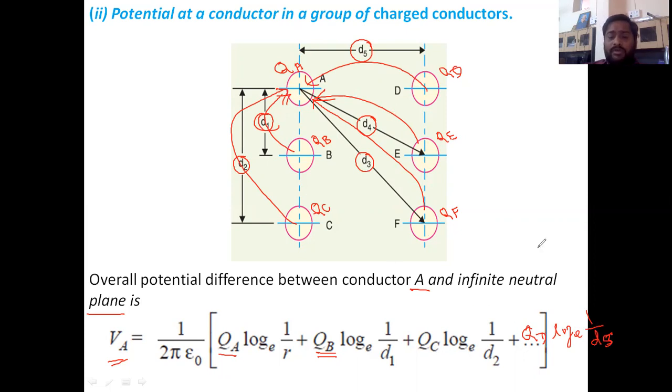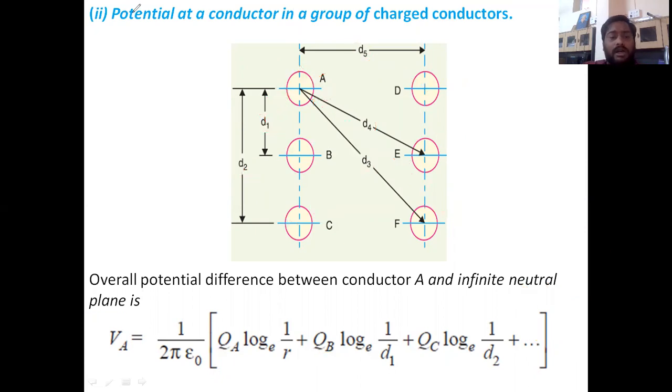Conductor D means D5. Distance from A to conductor D is D5, plus QE log e 1 by D4. Similarly, QF log e 1 by D3. So in this way, we have to apply such a potential difference formula on different current carrying conductors, or the potential at a conductor in a group of charged conductors. This is case number 2.